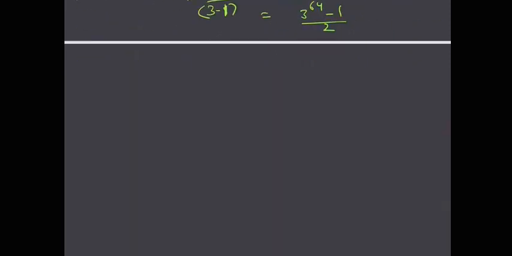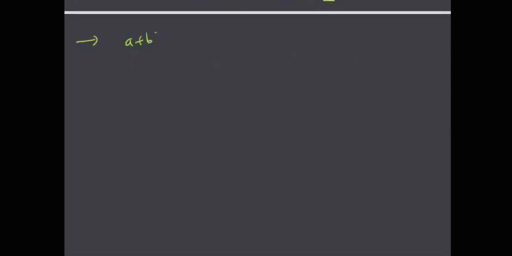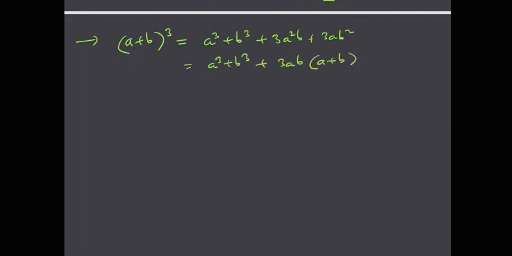Okay. Now let us see some more identities. You should also know the formula of (a plus b) whole cube, which is a cube plus b cube plus 3a square b plus 3ab square. Another way of expressing it is taking 3ab common in the last two terms and writing it as 3ab into (a plus b). So you should know both ways of expressing it.